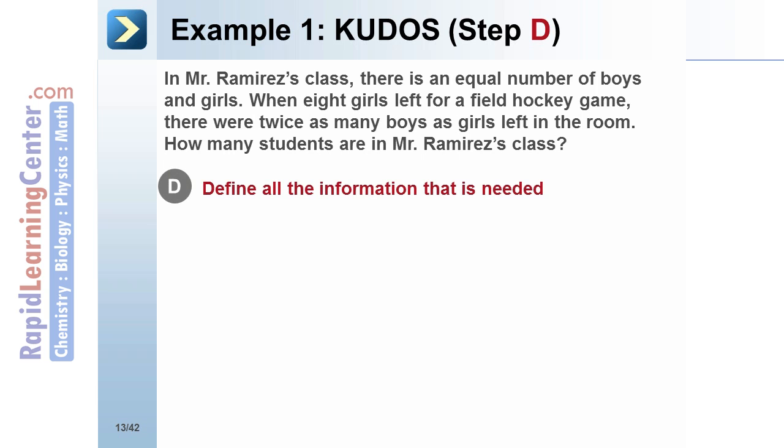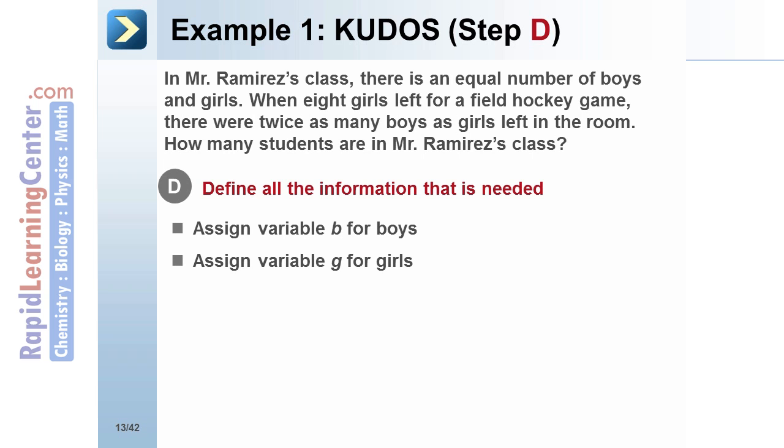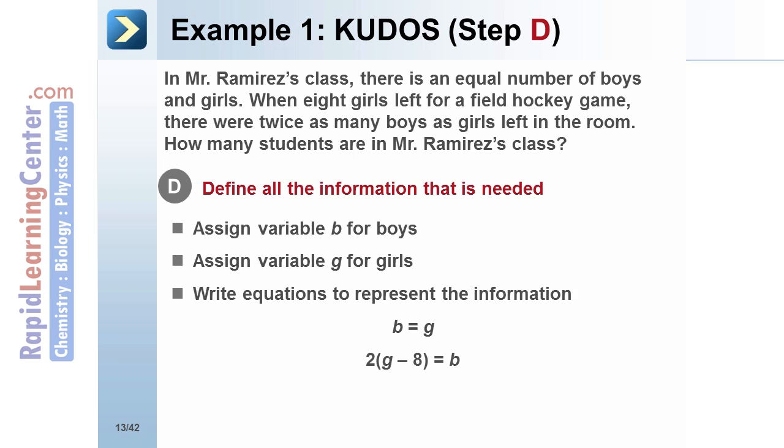The third step, D, is to define what information is needed. Assign variable B for boys, assign variable G for girls, and write equations to represent the information. B equals G, and 2 times (G minus 8) equals B.